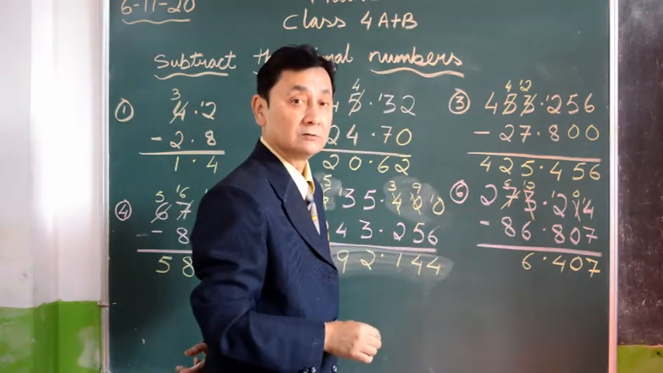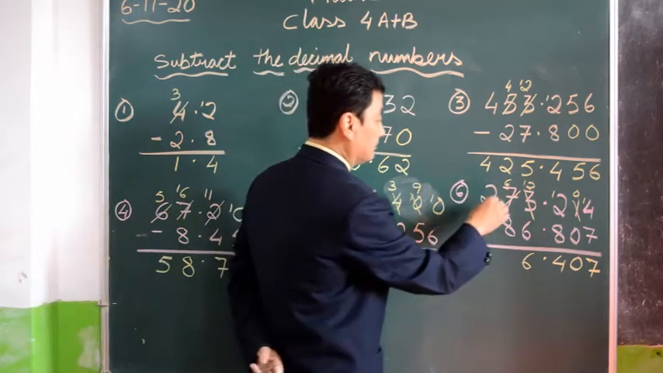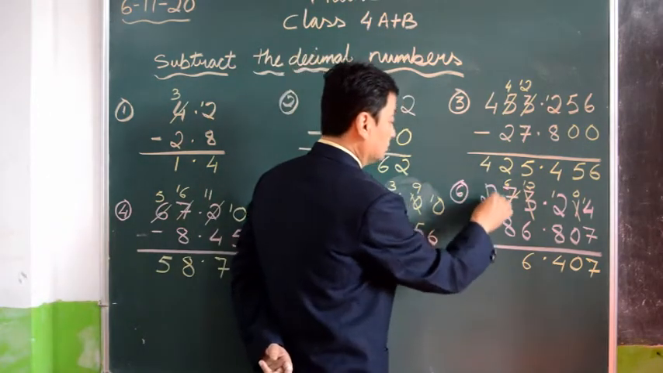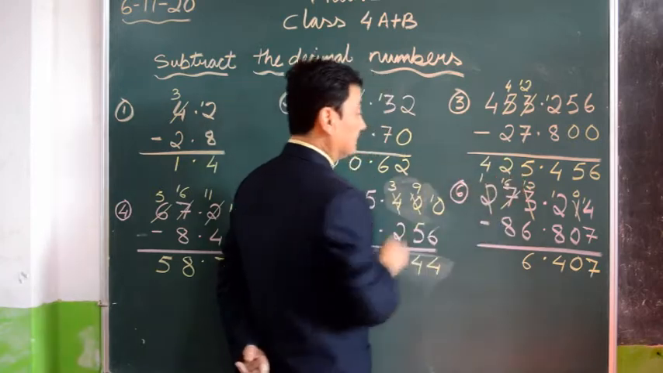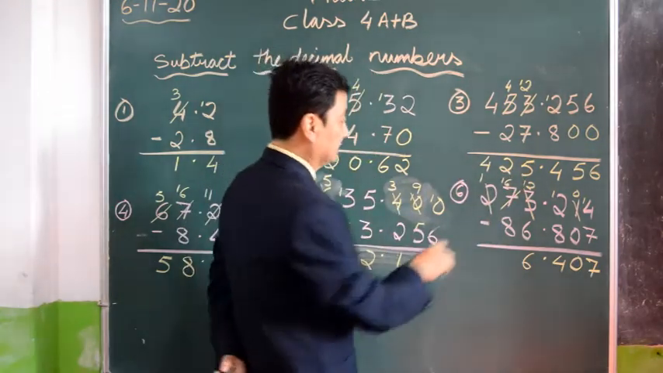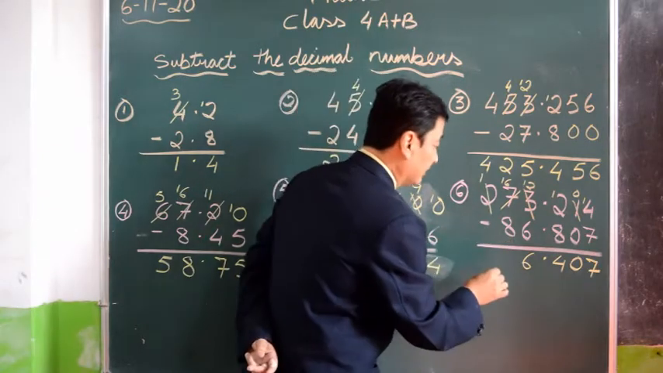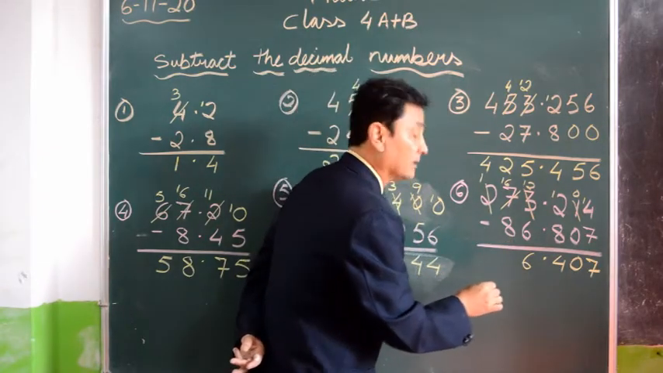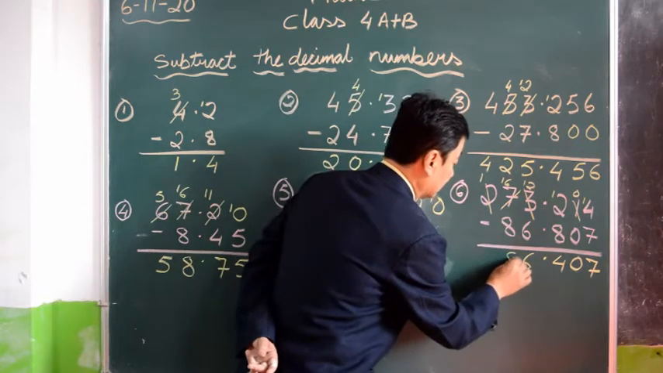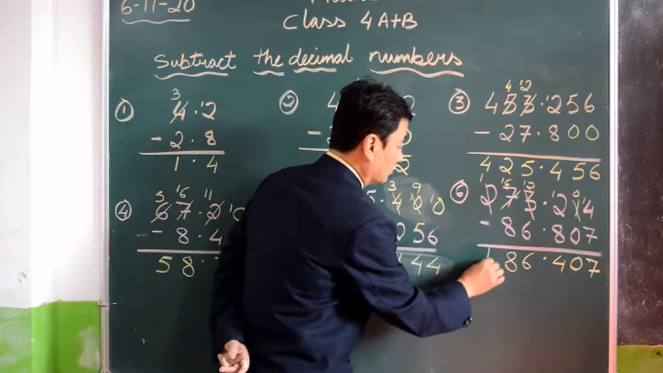6 minus 8. What should we do? Borrow because the top number is smaller. Borrow from which number? 2. 2 becomes 1. 6 becomes 16. 16 minus 8. 8 is here. 9, 10, 11, 12, 13, 14, 15, 16. How much? Very good. 8. And bring down just 1.